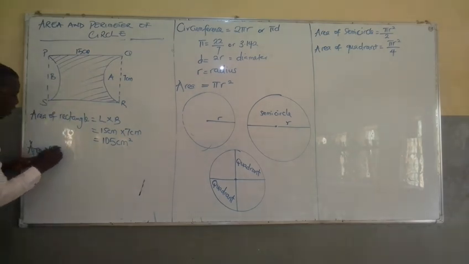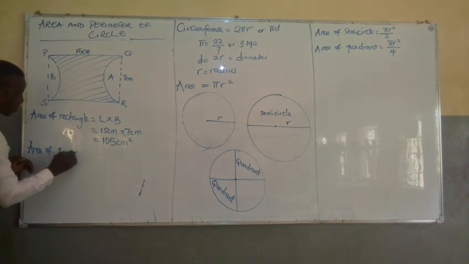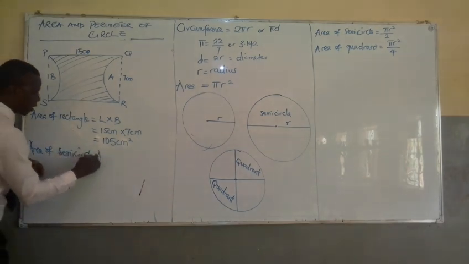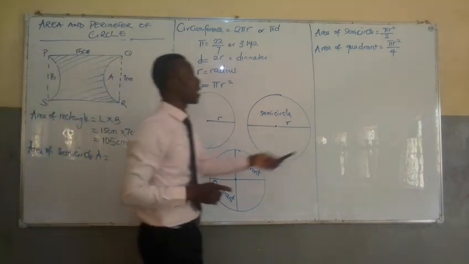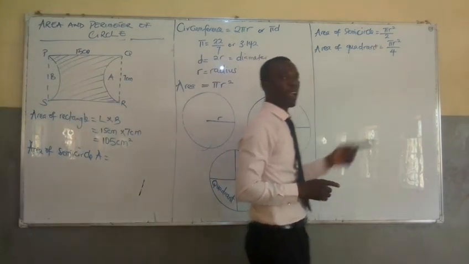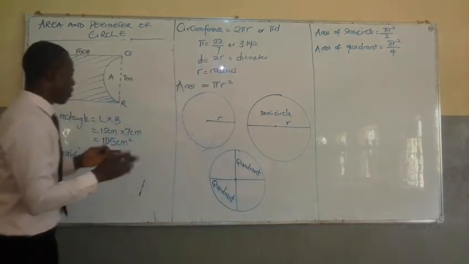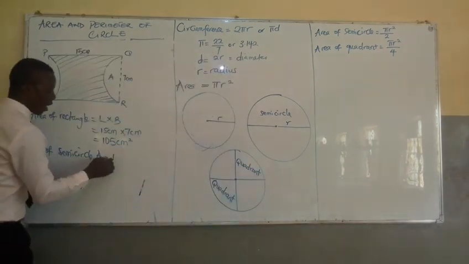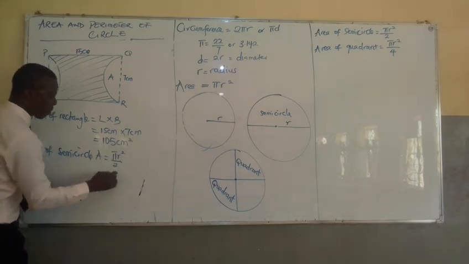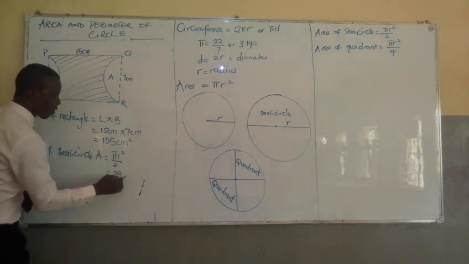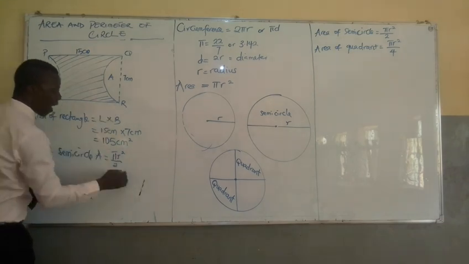So the area of semicircle A. Now, what will be the area? Back to what I said earlier on, the area of a semicircle is pi r squared divided by 2. So I have pi r squared divided by 2. Now, what's my pi? That's 22 over 7 times what's my r?